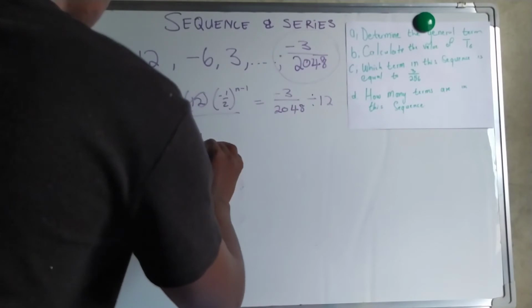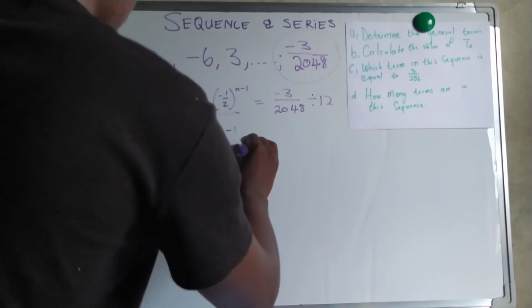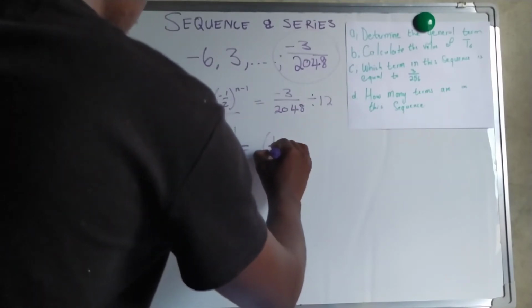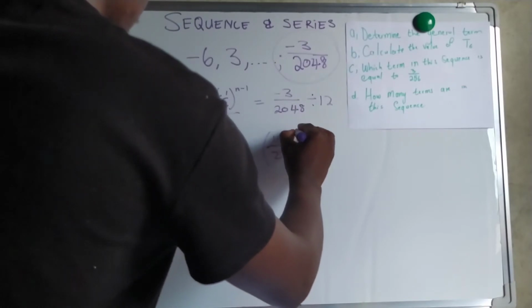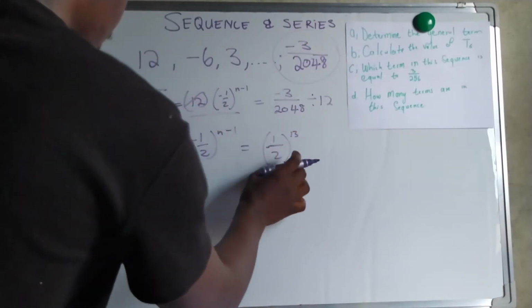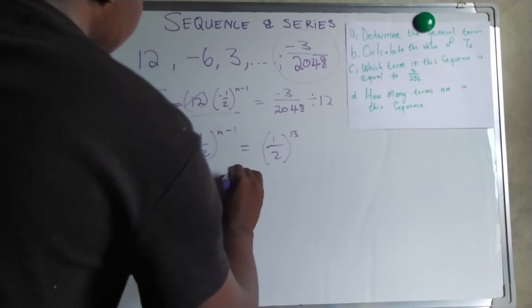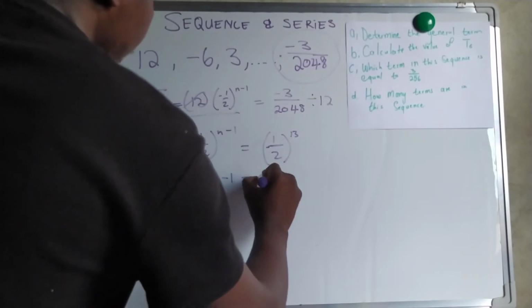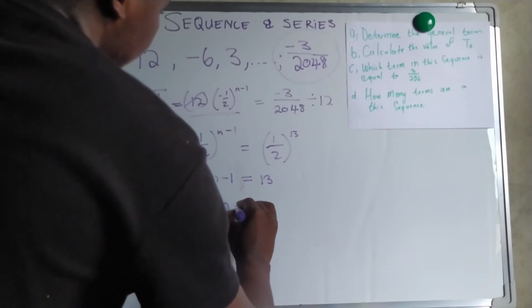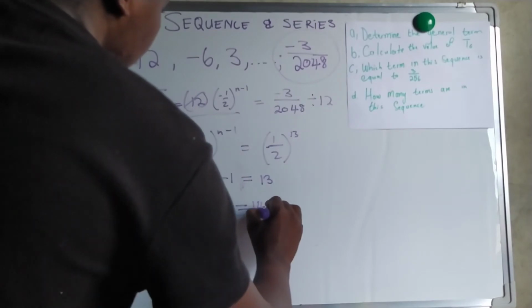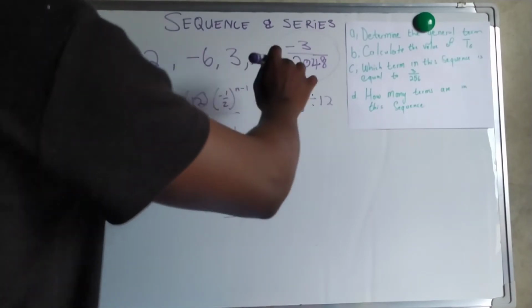So following from that, we can now leave out the bases and focus on the exponents because we have common bases. Okay, so we'll say n minus 1 is equal to 13. Then n is equal to 14. This means that there are 14 terms in this sequence.